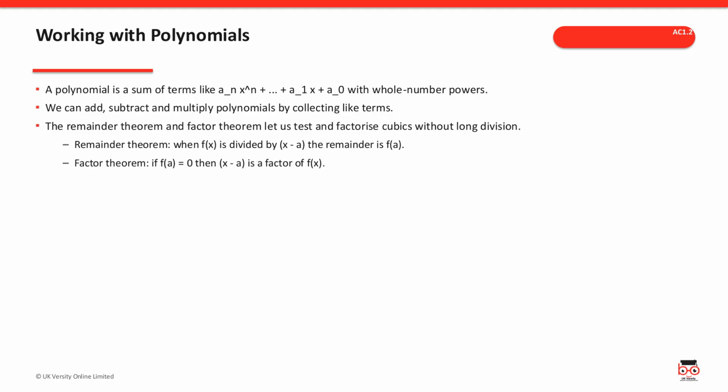A polynomial is just a sum of terms with whole number powers, running from something like an x cubed term all the way down to a constant. We can add, subtract, and multiply them by collecting like terms, and two handy shortcuts save a lot of long division. The remainder theorem says that dividing f of x by x minus a leaves a remainder of f of a, and the factor theorem says that if f of a equals 0, then x minus a is a factor.